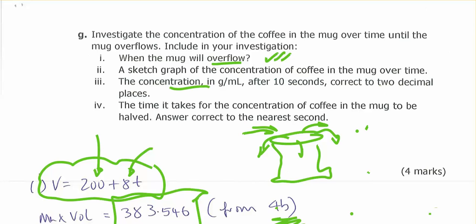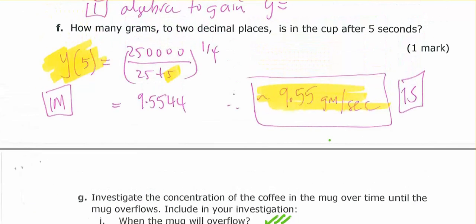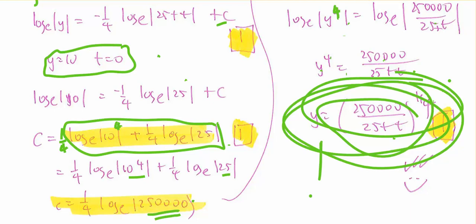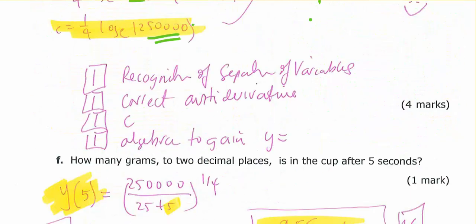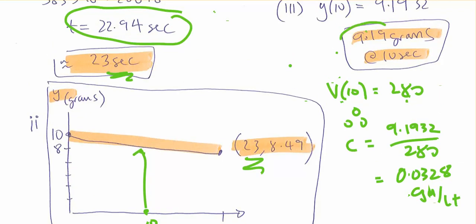The concentration, now I do think that you picked up an error in my solutions, because I've got an expression for grams, and it's the expression that we had to show here. This is the number of grams based on time. And we've got a little graph of that. It's going to stop at 23 because that's when it's going to overflow. And at 10, sub in, I get 9.19 grams.